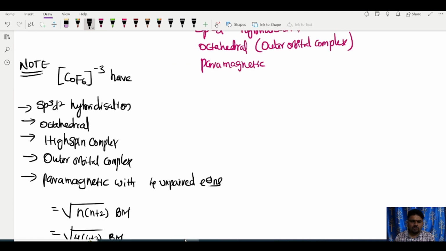This is VBT, one of the very important concepts. From this they may give any complex, and they may ask whether it is high spin or low spin complex, or outer orbital complex, or hybridization, and whether it is paramagnetic or diamagnetic. It is a very important concept in coordination compounds. I hope you have understood this concept, valence bond theory, VBT.